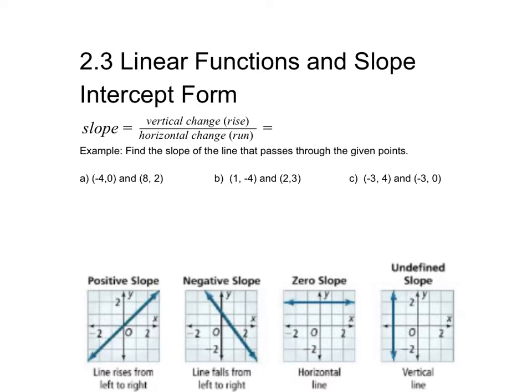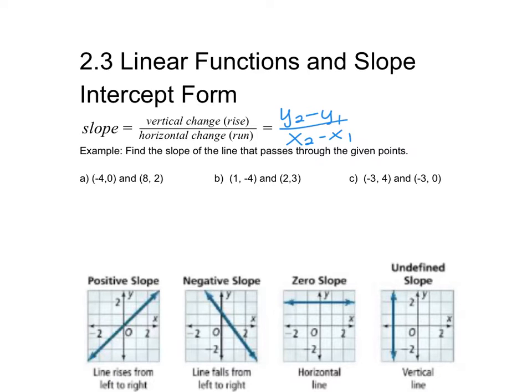Okay, so this is going to be a short lesson. This is section 2.3, and this is about linear functions and slope-intercept form. So let's first start by remembering the formula for slope. Slope is the rise over run, you'll hear me say that a lot, or the vertical change over the horizontal change. This is the formula: y2 minus y1 over x2 minus x1.